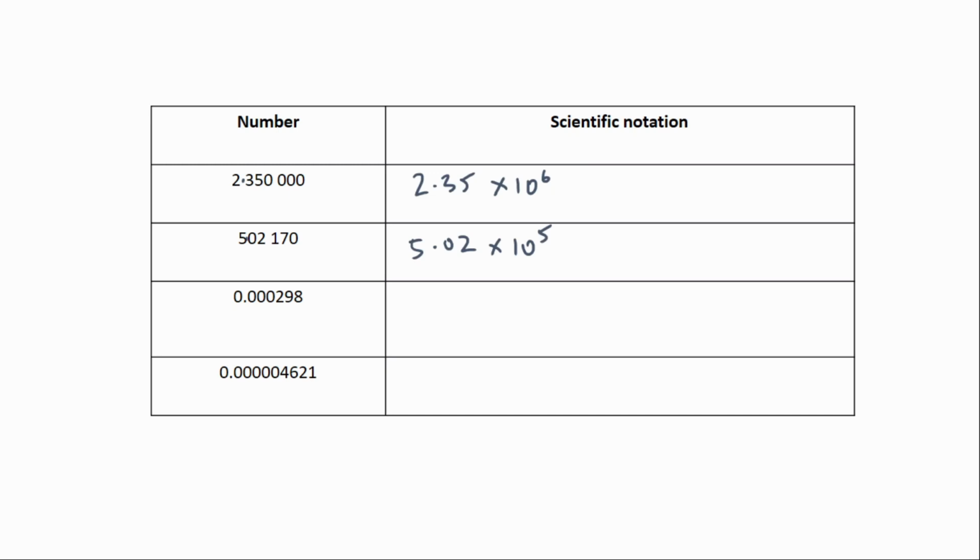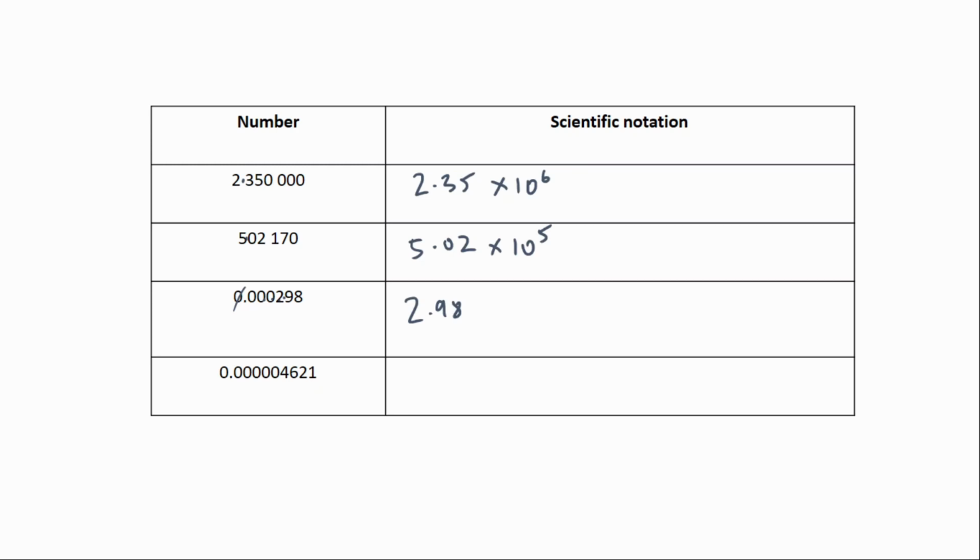Let's have a go at small numbers now. So my first number here is 0.000298. And for really small numbers, I'm going to look at the first three numbers right after the 0. So that's these three over here. So it's going to be 2.98. I'm just putting a decimal point right between the 2 and the 9. And this time I'm going to count how many numbers are to the left of the decimal point. There is 1, 2, 3, 4, and not including that one, so just 4 there.